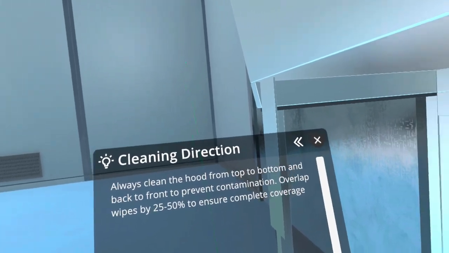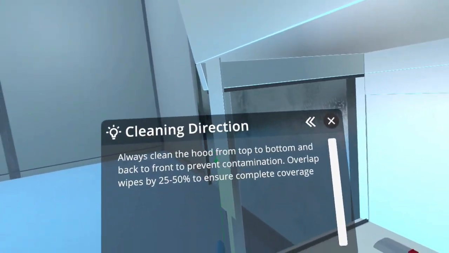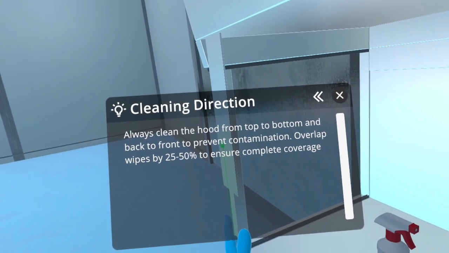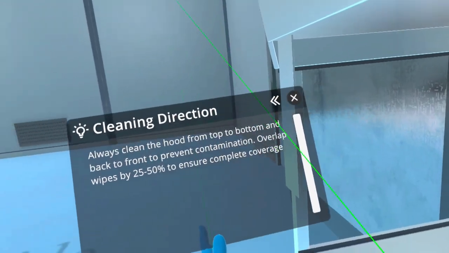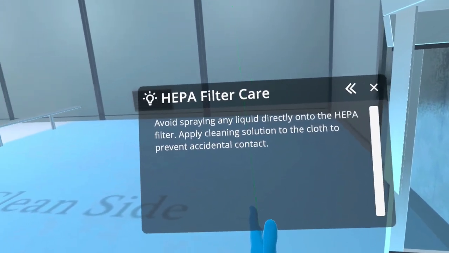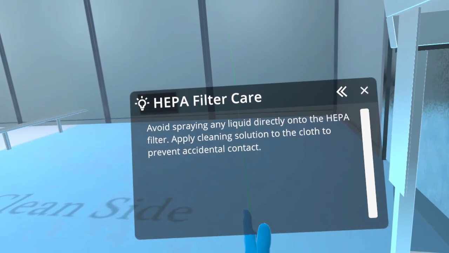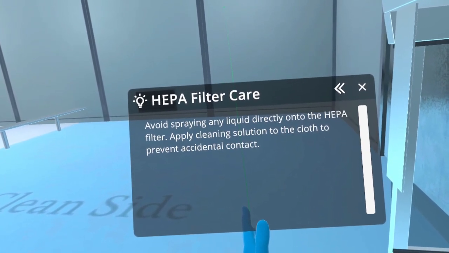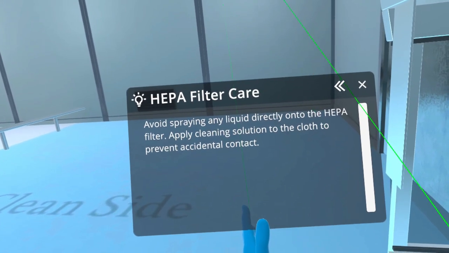Always clean the hood from top to bottom and back to front to prevent contamination. Overlap wipes by 25 to 50% to ensure complete coverage. Avoid spraying any liquid directly onto the HEPA filter. Apply cleaning solution to the cloth to prevent accidental contact.